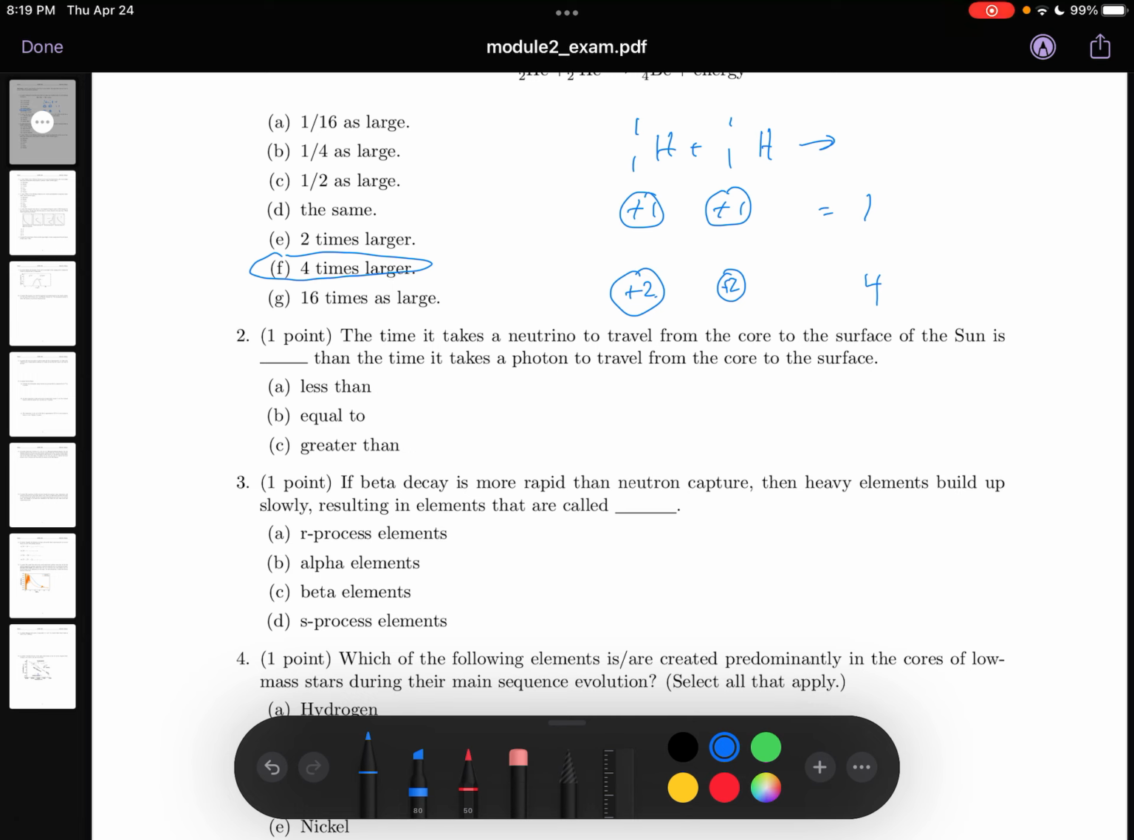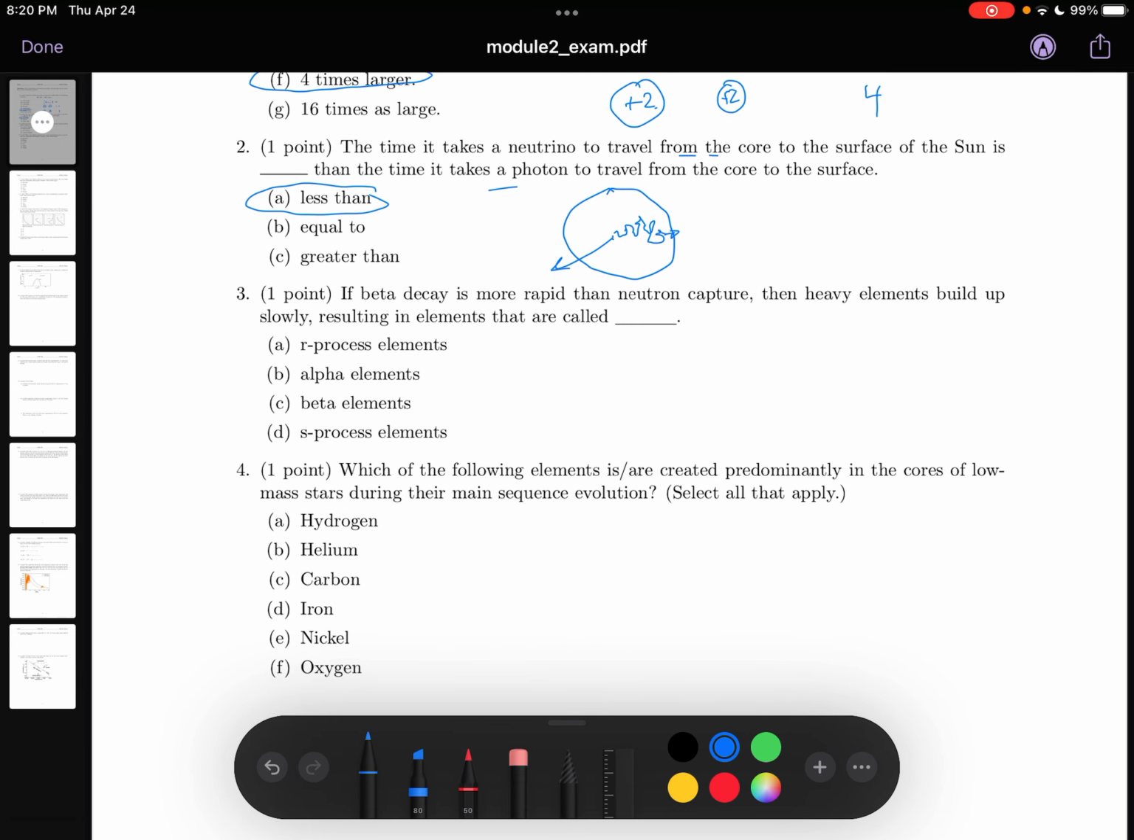Okay, the time it takes a neutrino to travel from the core to the surface of the sun is greater than, less than, equal to the time it takes a photon. So remember, we looked at light particles trying to make their way out of the sun, and it's this random walk that can take millions of years for the photon to come out. The neutrinos only have the weak interaction, and so they can stream right out close to the speed of light. So actually the neutrinos make it out faster. So neutrinos are less than.